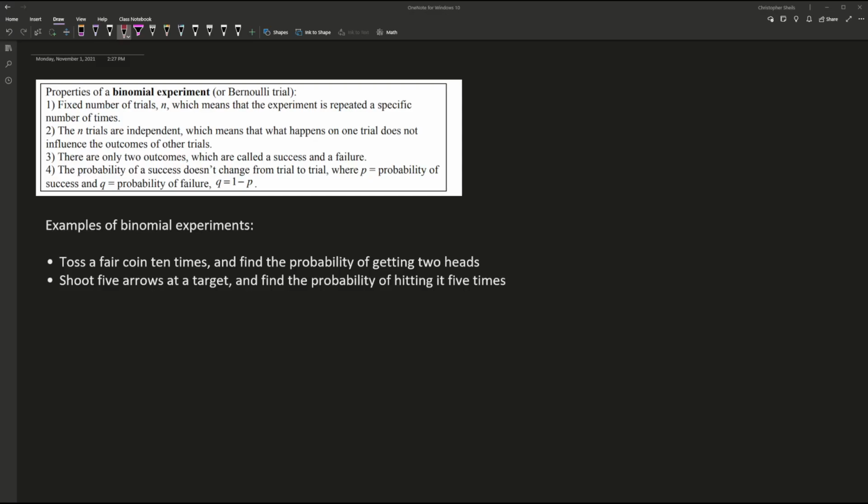Hey everyone, so this is going to be a video for section 5.2. Make sure that you have read section 5.1 before watching this, or else some of these things may not make as much sense. This is predicated on having read 5.1 because 5.1 introduces the idea of probability distributions.